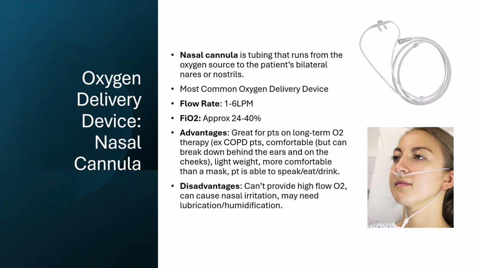The first one we're going to talk about is the nasal cannula. So this is tubing that runs from the oxygen source, like the wall or a cylinder, to the patient's bilateral nostrils. It's the most common oxygen delivery device. The flow rate is typically 1 to 6 liters per minute, and that's really going to be patient specific. That FiO2, it's kind of hard to measure, but it's going to be somewhere between 24 and 40%. And remember, room air is 21%, so they are getting a little bit extra inspired oxygen here.